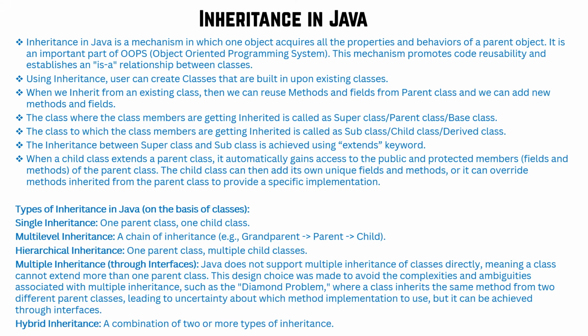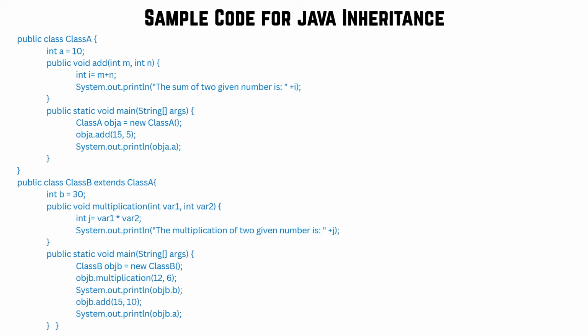Inheritance has five types. Single level or single inheritance is one parent, one child. Multilevel is a chain of inheritance, grandparent to parent to child. Hierarchical inheritance is where one parent can have multiple child classes. Multiple inheritance is not possible officially through classes, but it can be achieved through the interface concept. And hybrid is a combination of two or more types of inheritance.